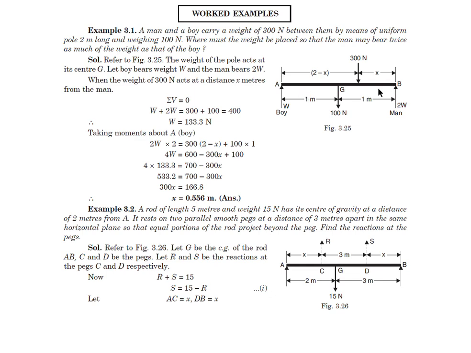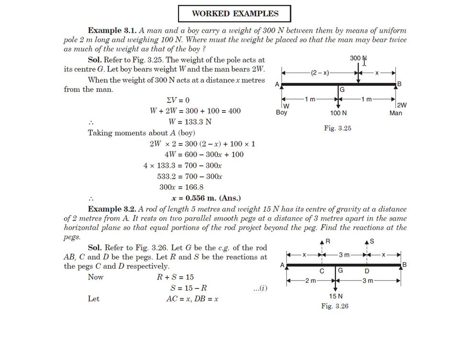there is a pole which is 2 meter long. The pole is notated by A, B, and the weight of this pole is 100 Newton, which is acting at its center, which is given at a point G. Now there is a force acting vertically downwards, 300 Newton, but its location is not known. The location has to be selected in such a way that the man which is carrying this pole carries a weight of 2W, and the boy which is on the left side, that is point A, carries a weight of W.